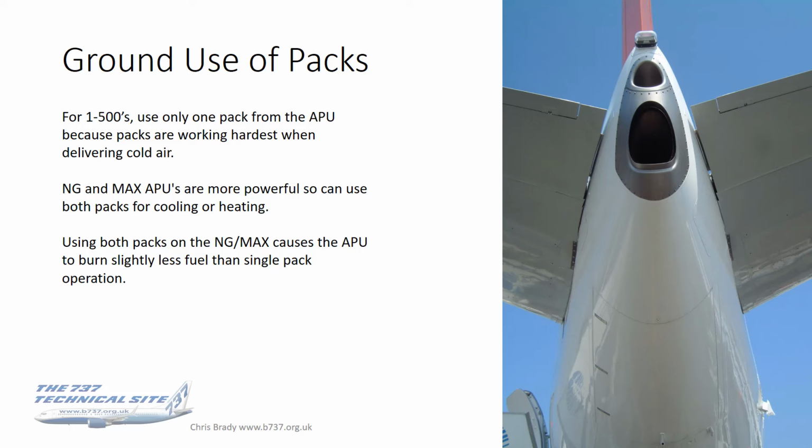On the NG and the Max, the APU is much more powerful, so you can use both packs for cooling or heating from the APU. And in actual fact, using both packs on the NG and the Max will cause the APU to burn slightly less fuel than single pack operation. So it's actually recommended that you use both packs with the NG and the Max.